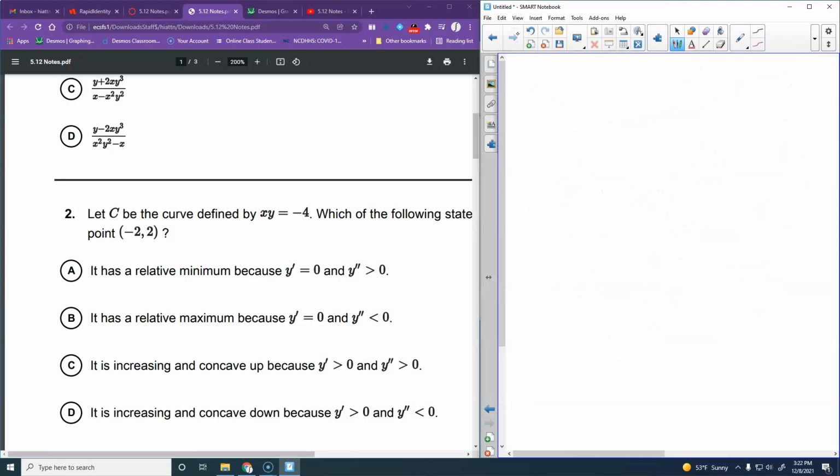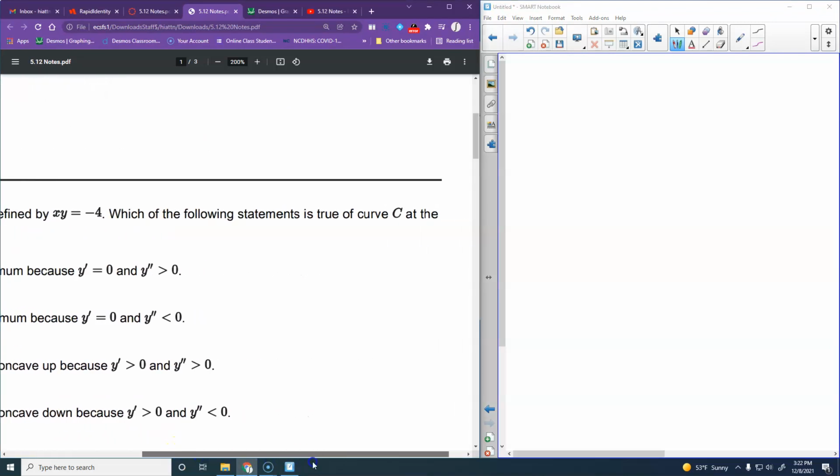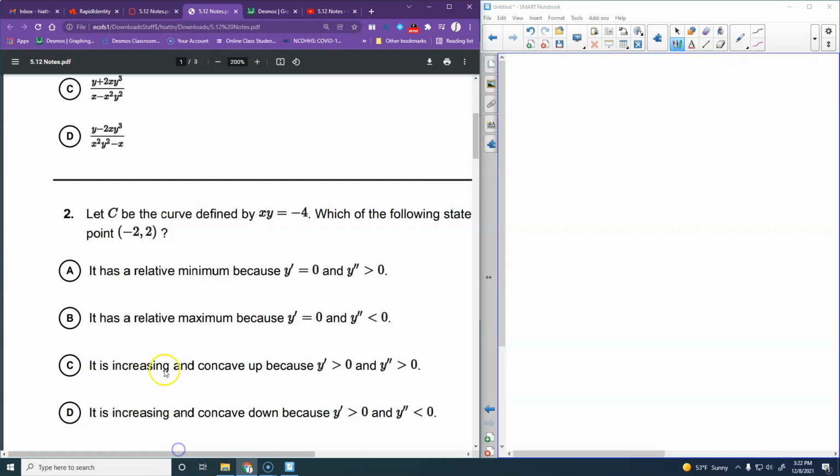So here it says, let C be the curve defined by xy equals -4. Which of the following statements is true of the curve at the point -2, 2? And so we're asked about relative minimum. We've got relative minimum, relative maximum, increasing, decreasing, concavity sort of stuff. So for this case, we are going to have to use the second derivative test if we're going to find a maximum or minimum, because whenever we take a first derivative, we can't really make a sign line when we're dealing with x's and y's. So we are definitely going to have to find the first and second derivative here.